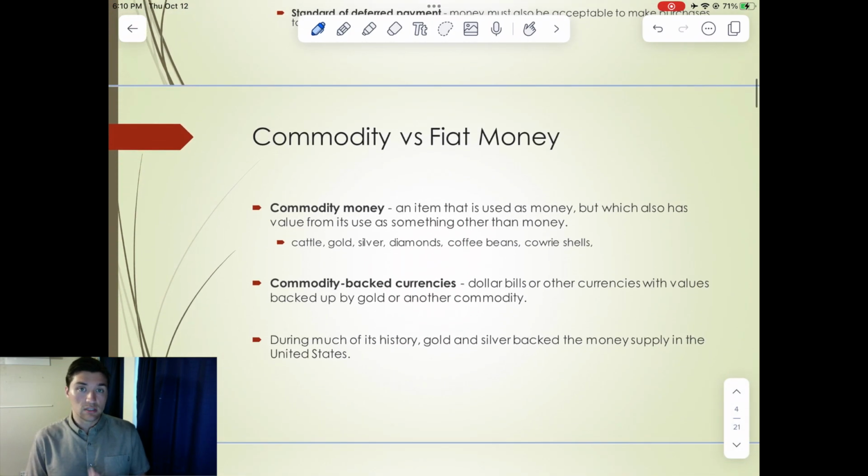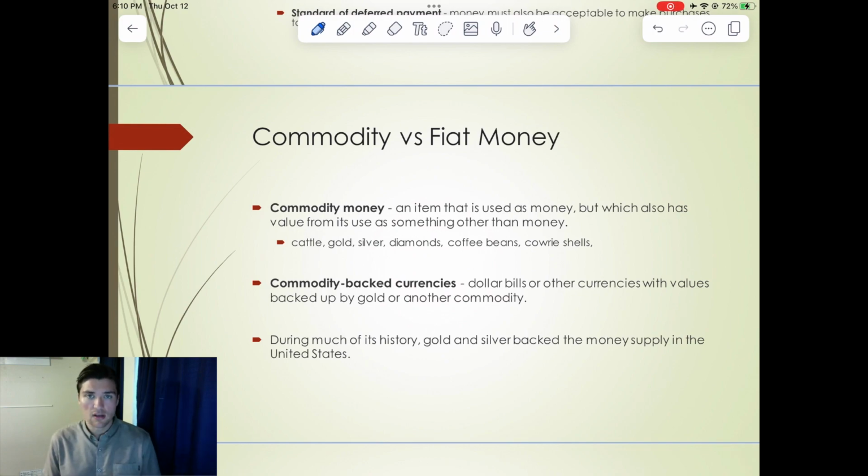Now, we did have commodity money. Commodity money was what we talked about earlier, like cattle, cowrie shells, or gold and silver. These are items that are used as money, which also have a value from their use. You could use cattle for something, so it has value like that. So that is commodity money, something that is not this paper bill.